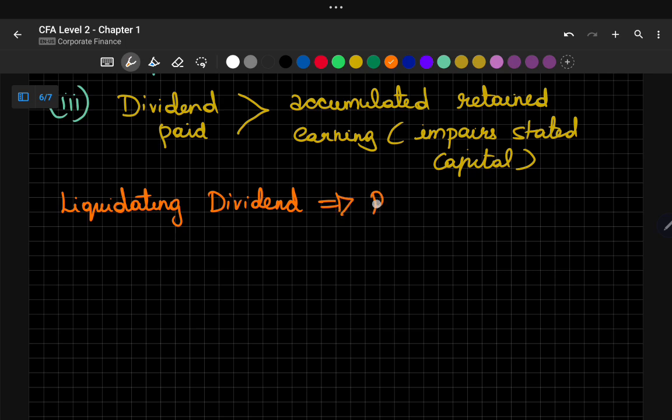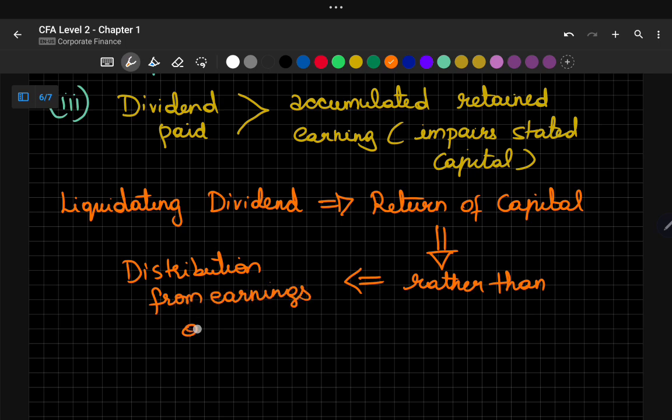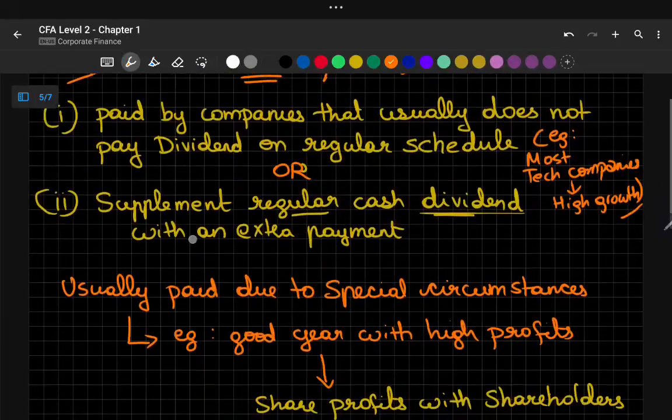is actually a return of capital. It is not from the profits of the company, but it is a return of capital to shareholders rather than distribution from earnings or retained earnings. Okay, so that's about liquidating dividend.